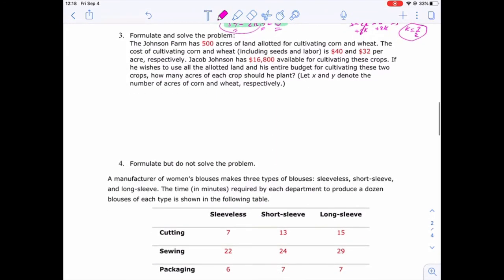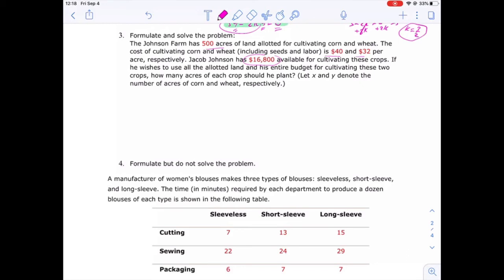Now how to formulate linear systems. Here in this problem 3, we want to formulate, but we don't want to solve. So the Johnson farm has 500 acres of land allotted for cultivating corn and wheat. The cost of cultivating corn and wheat is $40 for corn, $32 for wheat. Jacob Johnson has $16,800 available for cultivating these crops.